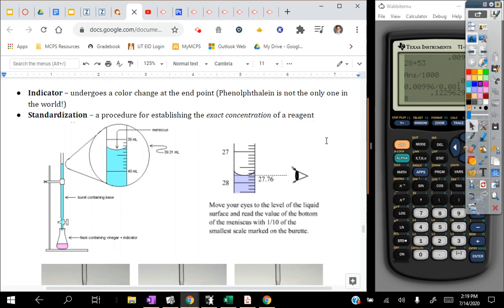We have indicators. These are small, typically organic molecules that change color in response to certain pHs, and as a result, they're used to tell us when we've reached the endpoint of a titration. Phenolphthalein is one of the common ones. It turns from clear to pink around a pH of 8, which is very close to the endpoint of a strong acid, strong base titration. And then standardization is a procedure for establishing the exact concentration of a reagent, typically done through titration.